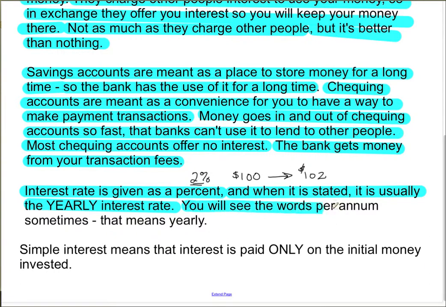You will see the words per annum sometimes. That means yearly. So the words per annum mean that the interest rate you're given is 2% per year. Now, simple interest is only paid on the initial money invested. It's not paid on top of any interest payments that the bank gives you. There's another interest called compound interest, and we'll be looking at that. And they do actually pay interest on top of interest that they give you.